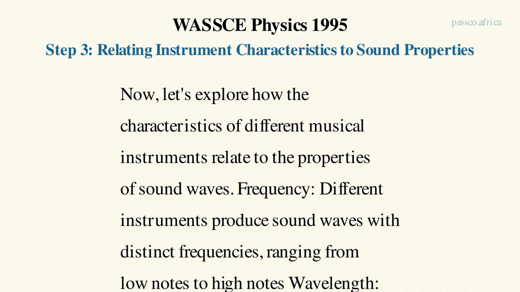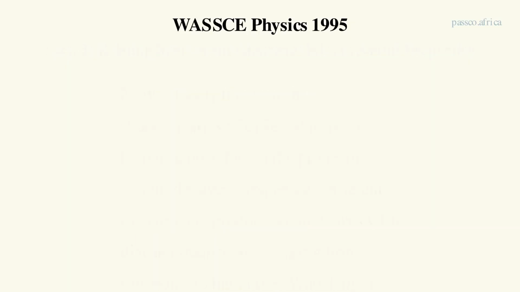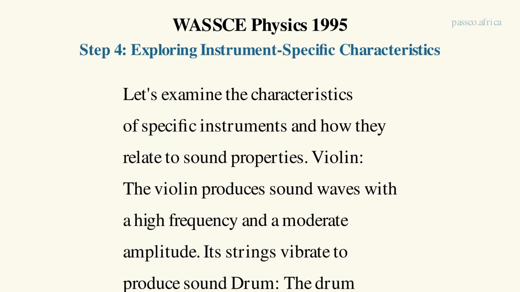Step 4. Exploring instrument-specific characteristics. Let's examine the characteristics of specific instruments and how they relate to sound properties. Violin. The violin produces sound waves with a high frequency and a moderate amplitude. Its strings vibrate to produce sound. Drum. The drum produces sound waves with a low frequency and a high amplitude. Its head vibrates to produce sound. Flute. The flute produces sound waves with a high frequency and a moderate amplitude. Air is blown through its embouchure hole to produce sound.